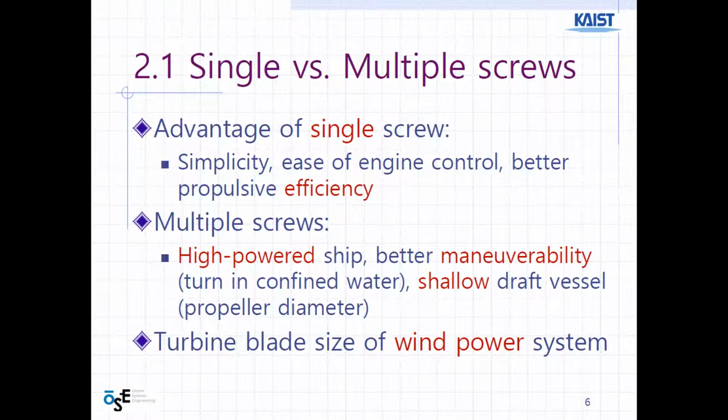Next, multiple screws. Compared to a single screw, it generates a high power system because it has two screws, so naturally it generates more power, and it could generate better maneuverability because it has two rudders. So the area for the rudders is bigger than in a single screw system.